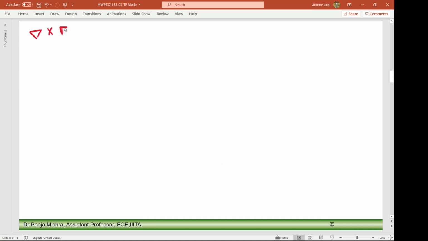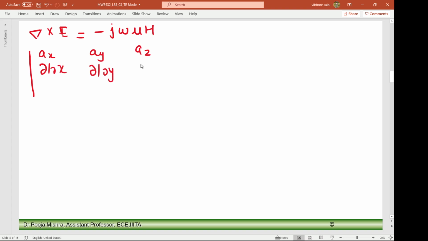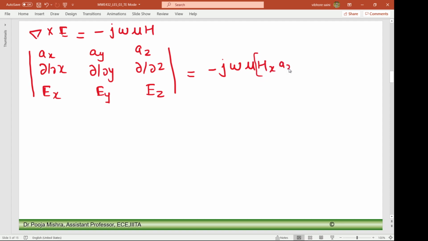Del cross E is equal to minus j omega mu H. So del cross E in terms of the rectangular coordinate system will be Ax, Ay, Az; del by del x, del by del y, del by del z; Ex, Ey, Ez; is equal to minus j omega mu (Hx Ax plus Hy Ay plus Hz Az).